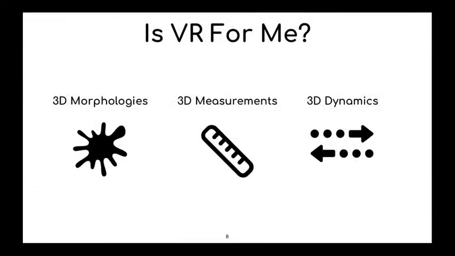A question that you may be asking at this point is whether your research can benefit from this technology. To answer it simply, virtual reality technology can be useful if you deal with 3D data. In the context of this presentation, this specifically means whether you deal with images describing 3D morphologies, whether you perform measurements in 3D, or whether 3D dynamics are being investigated. In the remainder of this presentation, I will present two projects that we have developed that allow you to take full advantage of virtual reality in analyzing two distinct data types.